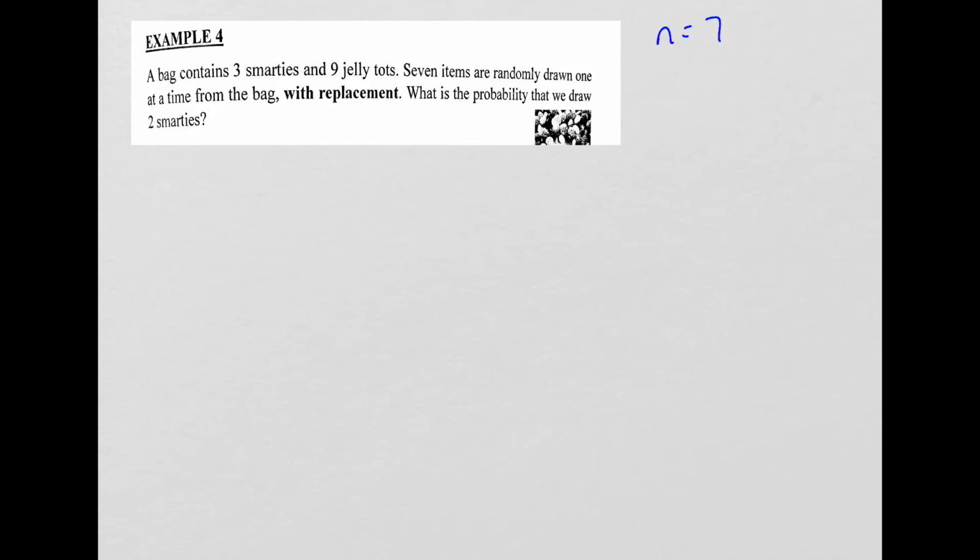Okay, Smarties will be the success outcome because they're asking us what is the probability that we draw 2 Smarties. So therefore that means that P equals 3 over 12. Remember, because there are 3 Smarties and 9 Jelly Tots, it means that 3 Smarties out of 12 is our probability of drawing a Smartie. Okay, and we want to know how we draw exactly 2 Smarties. So that means we're looking at the probability that our random variable equals 2. All right, and that means out of 7 trials, we are choosing 2.